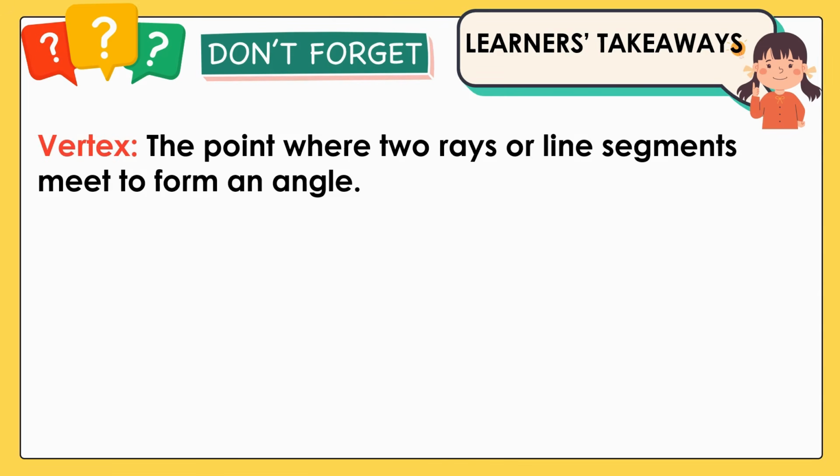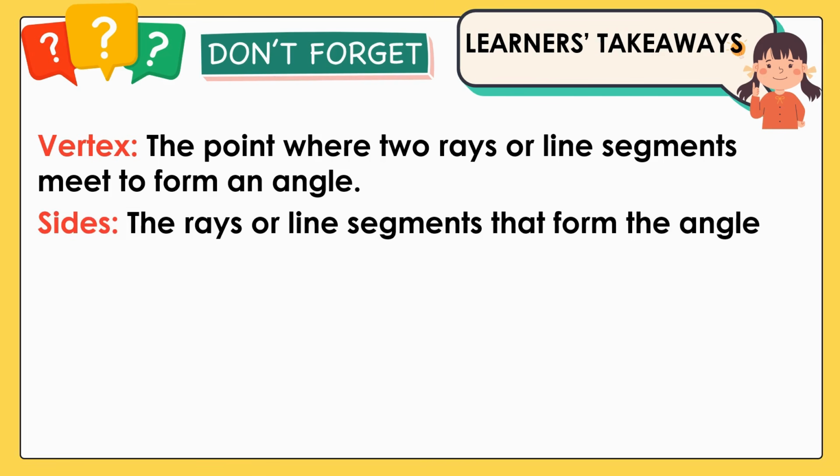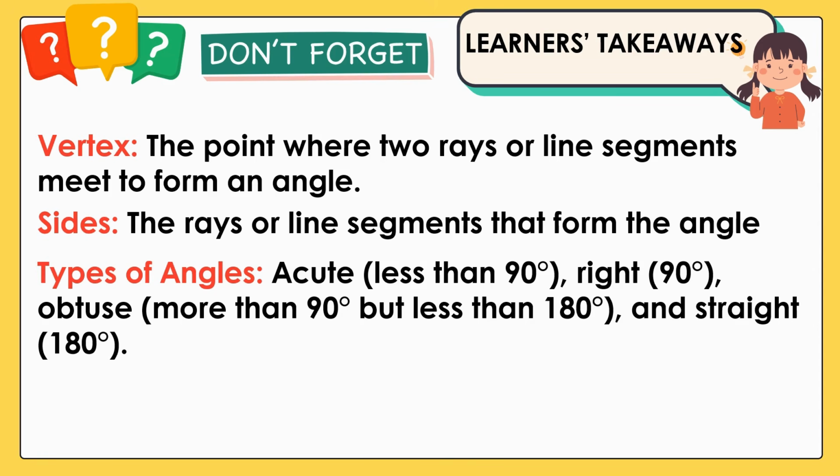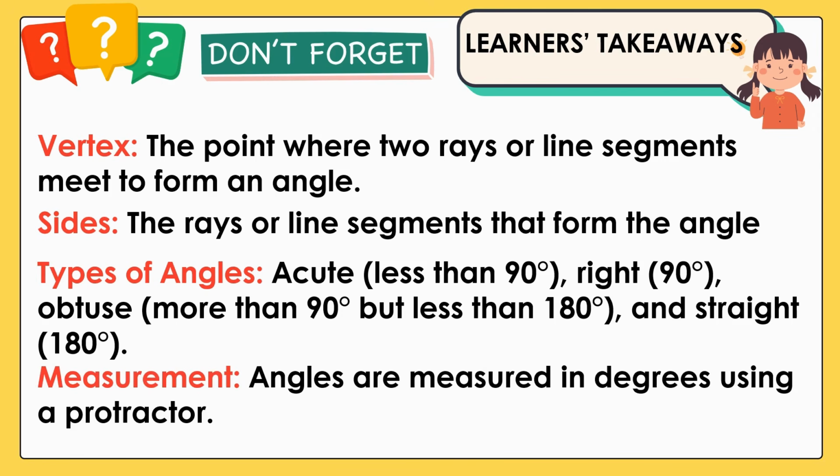Don't forget, vertex is the point where two rays or line segments meet to form an angle. Sides, the rays or line segments that form the angle. Types of angles: acute, less than 90 degrees, right, 90 degrees, obtuse, more than 90 degrees but less than 180 degrees, and straight, 180 degrees. Measurement: angles are measured in degrees using a protractor.